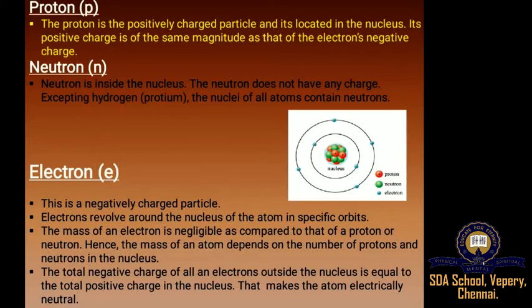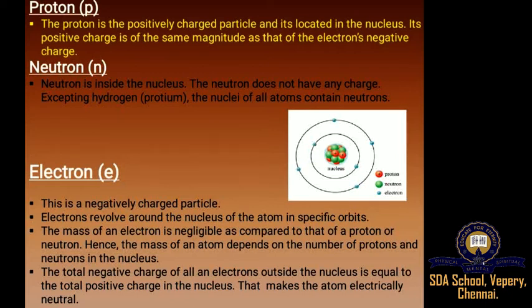Proton. The proton is the positively charged particle and it is located in the nucleus. Its positive charge is of the same magnitude as that of the electron's negative charge. So, proton is a positively charged particle and it is present in the nucleus.